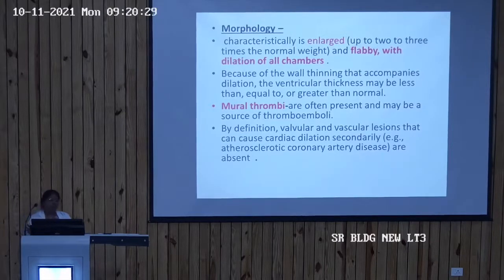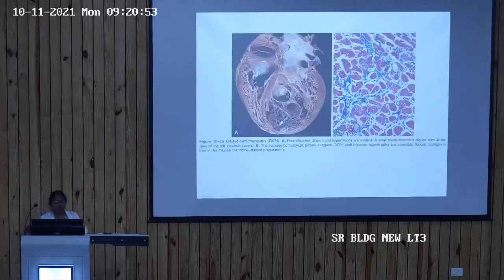To say that it is a primary cardiomyopathy, all the secondary causes that cause dilatation of the heart should be absent in the morphology when we label it as primary dilated cardiomyopathy. Okay, because if there is something like mitral regurgitation, that should be absent. You can see a dilated ventricle and a mural thrombus inside the ventricle, and here you can see that the muscle cells are very far apart, and you can see the blue colored collagen in between the muscles.